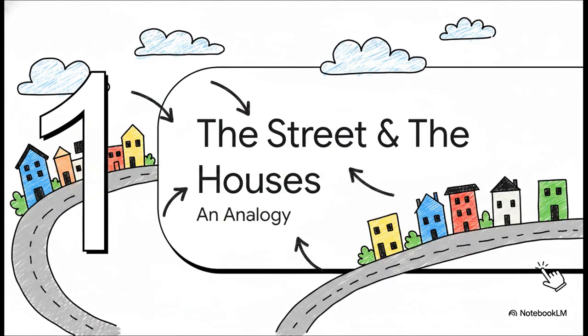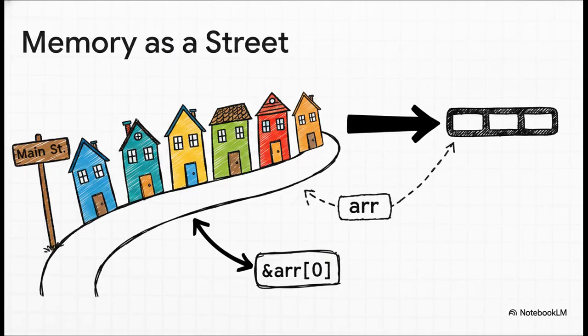Okay, I want you to imagine a street. And on this street, you've got houses lined up right next to each other, one after the other. This little mental picture is the key to understanding how memory works in C. So, in this analogy, the entire street of houses is our array. Each house is an element, all sitting there in a nice, neat row in memory. The name of the street, let's call it Main Street, is just like the name of our array, arr. And just like Main Street is the address for that first house, the array's name itself is basically the address of its very first element.